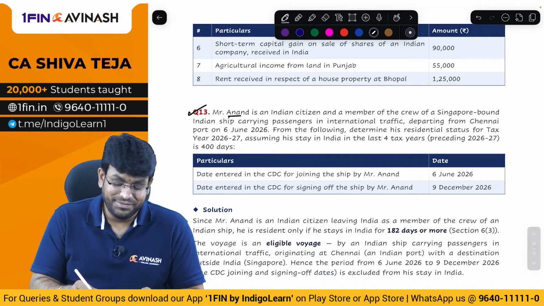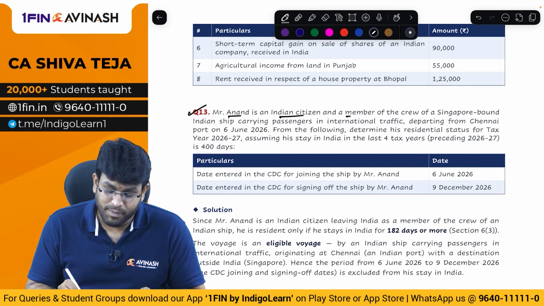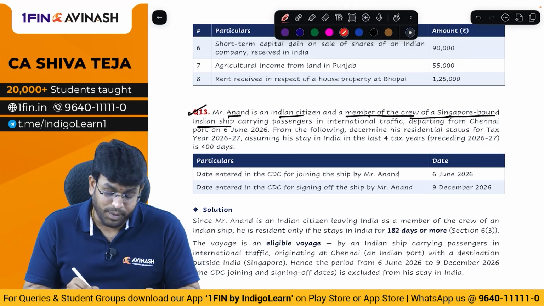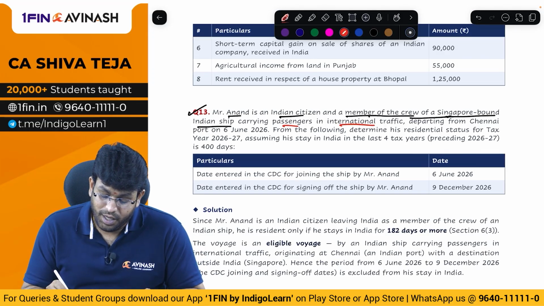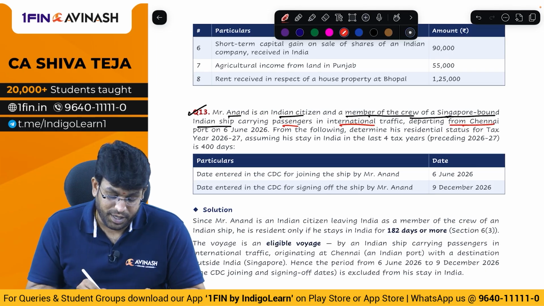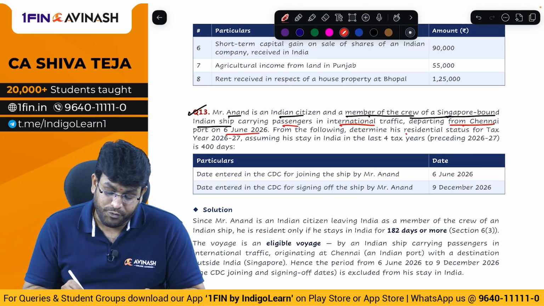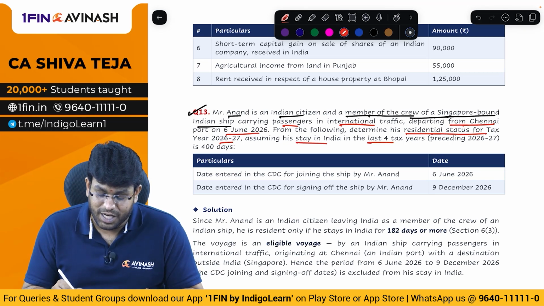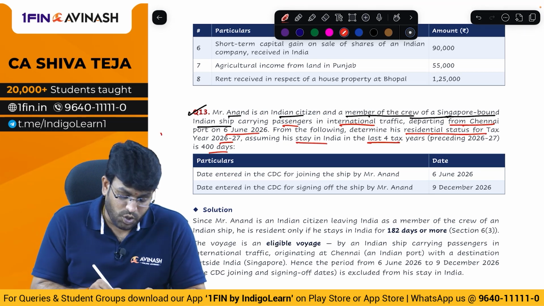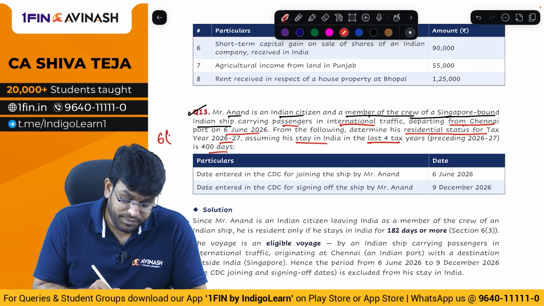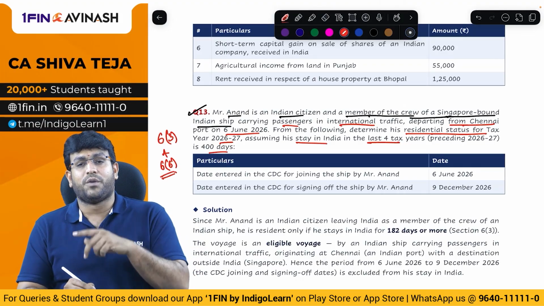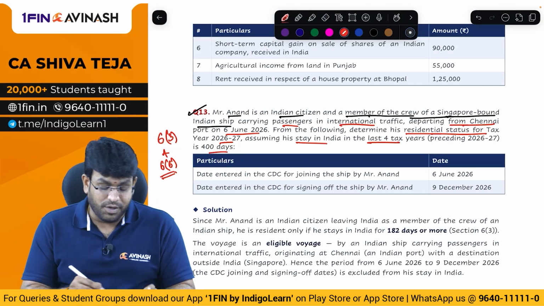Mr. Anand is an Indian citizen and a member of crew of a Singapore-bound Indian ship. That is, it is going from India to Singapore, carrying passengers in the traffic, international traffic, departing from Chennai on 6th June. From the following determine resident status for the tax year 26-27, assuming his stay in India in last 4 years is 400 days. So we are talking about section 6(1), (3) and also read with 6.6. 6.6 clearly says date of joining till the date of signing off shall be excluded for calculation of number of days in India.